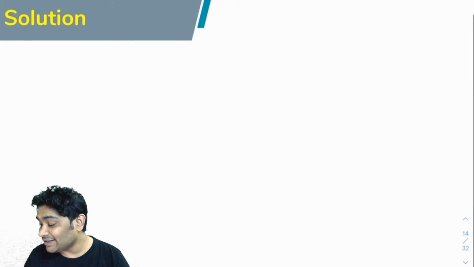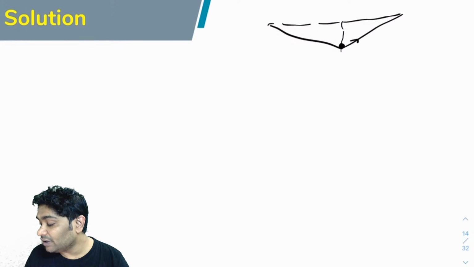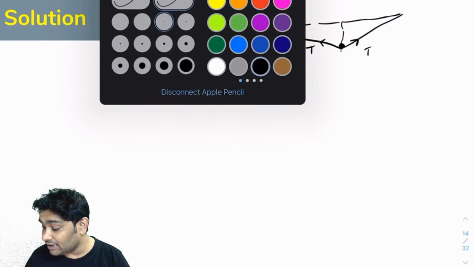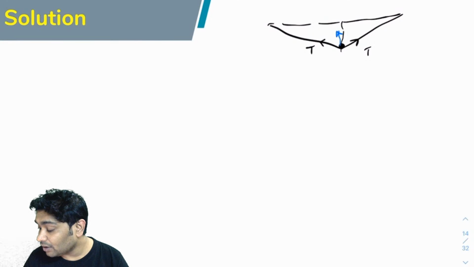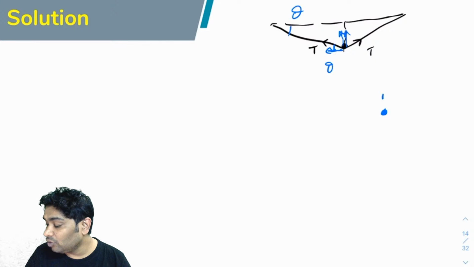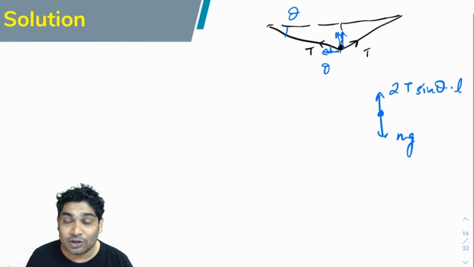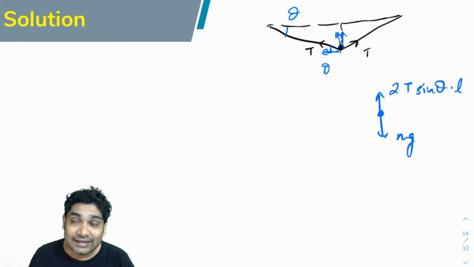All right, so this is a very easy problem. What you need to do is just think about the FBDs. So here is your pin. It has tension T acting from here, T acting from here. You can divide these T into two components, one this component and one this component. If this angle is theta, then the net force on the pin would be upwards 2T sin theta, and downwards it would be mg. So if you consider that the length of the pin is L, then this is what the FBD looks like.